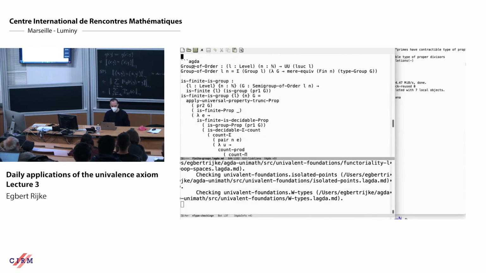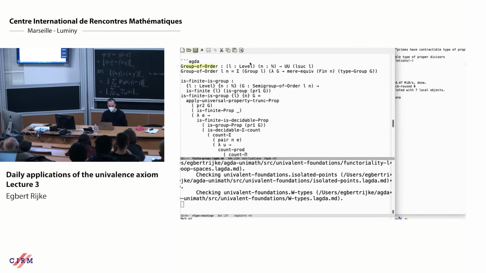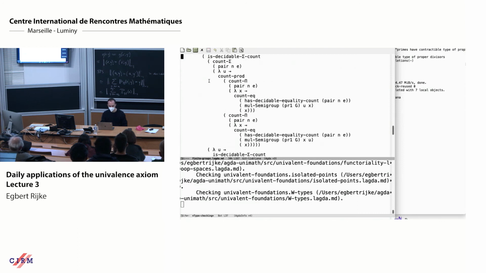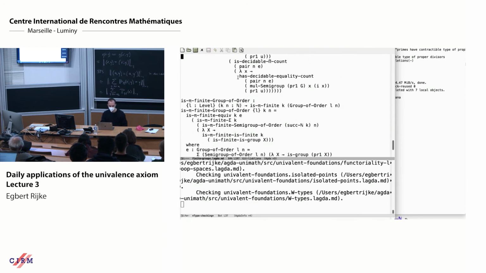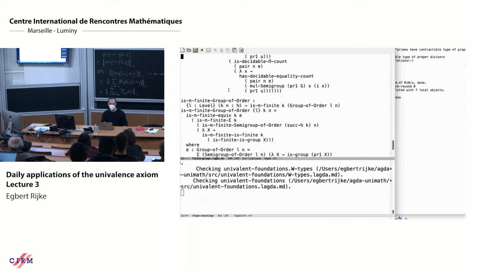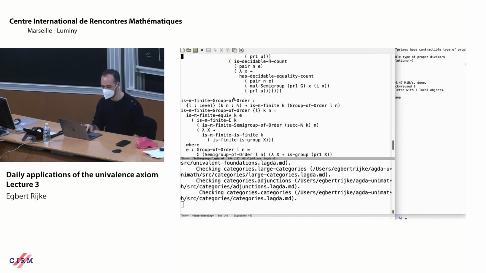And here I do it for groups of order n. So I show is finite is a group. So the group structures on the finite types, that's finite. That was a little argument, of course, because it doesn't really come for free. You have to prove that your type was built out of sigma and so on, but still at every step you have to keep track of the finiteness. But you can do that.